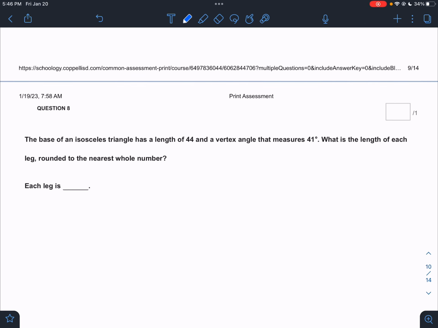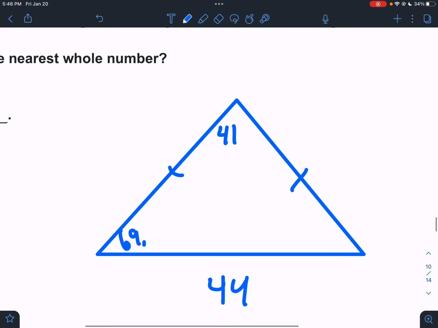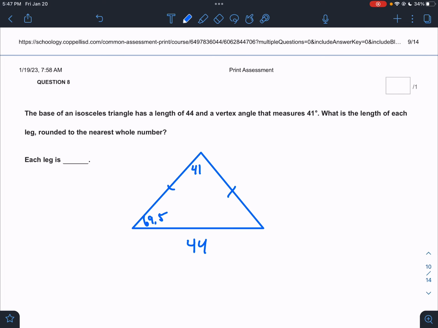The base of an isosceles triangle has a length of 44. The vertex angle is 41. Isosceles triangle, 41. Base has a length of 44. We know those two sides are equal. 180 minus 41 divided by 2. I know that this is 69.5. What is the length of each leg?